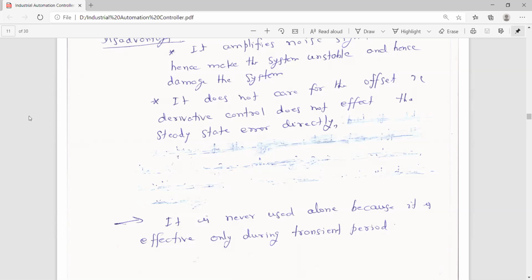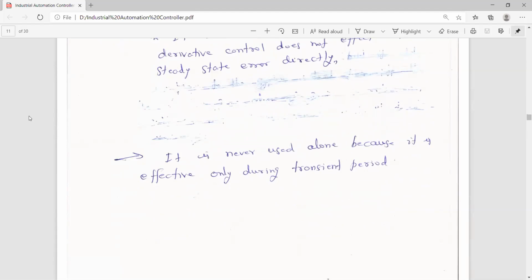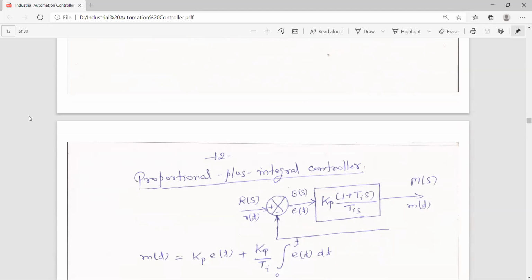And derivative, the major drawback is that the response will become divergent. As a result, it will damage the system. Again, derivative is not used alone. So out of the three individual actions, only proportional is used alone.